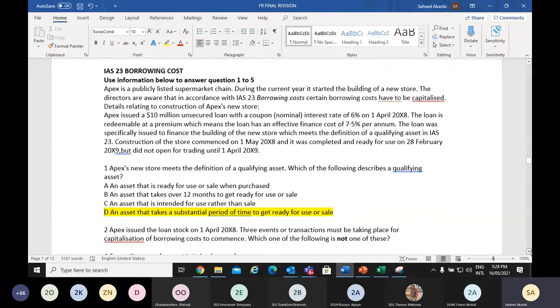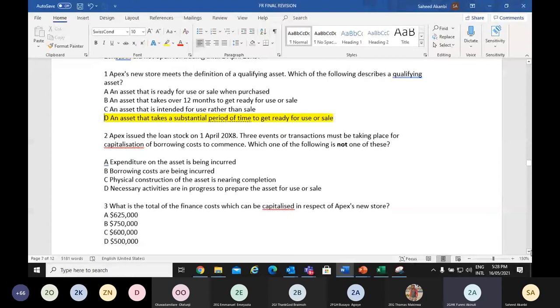The next question. Apex issued the loan stock on 1st April 20X8. Three events or transactions must be taking place for capitalization of borrowing costs to commence. Which one of the following is not one of these? A, expenditure on the asset is being incurred. B, borrowing costs are being incurred. C, physical construction of the asset is nearing completion. D, necessary activities are in process to prepare the asset for use or sale. What's the answer? C.